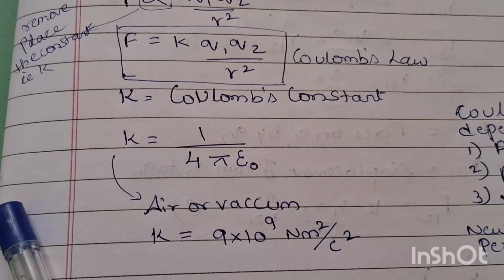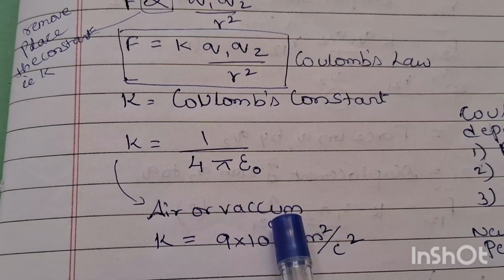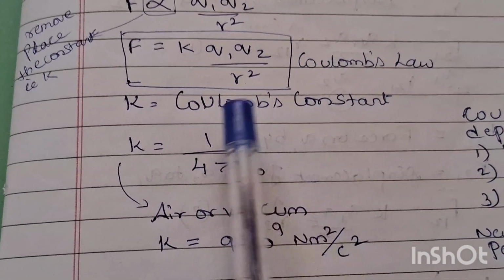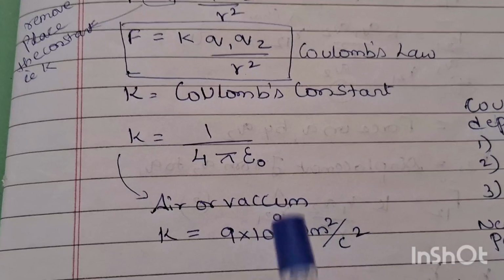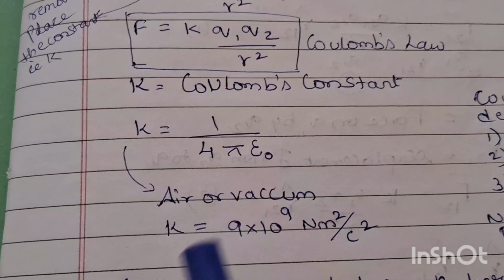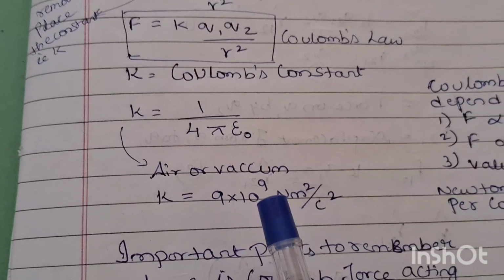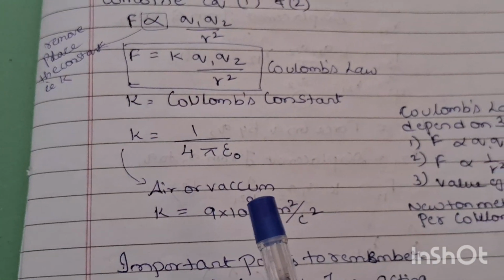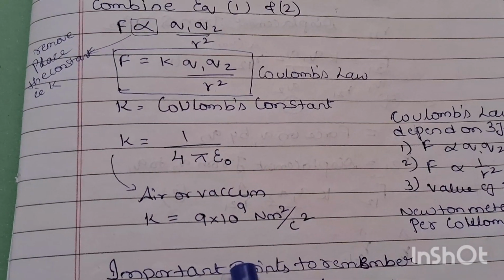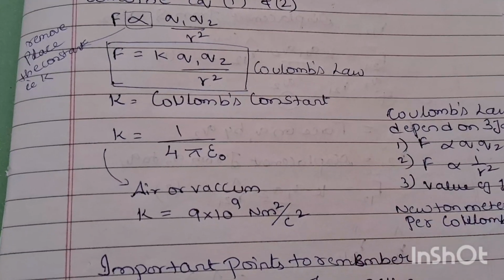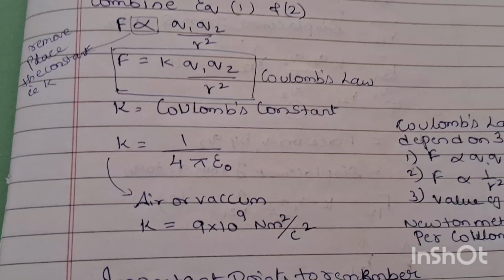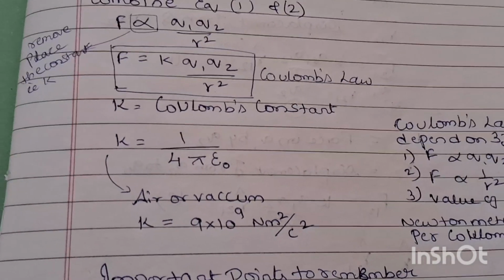Coming here for K, in a vacuum or air, it will be 1 by 4 pi epsilon naught. So K is equal to 9 into 10 to the power of 9 Nm² per C², that is Newton meter square per coulomb square. These are the important points you have to remember.